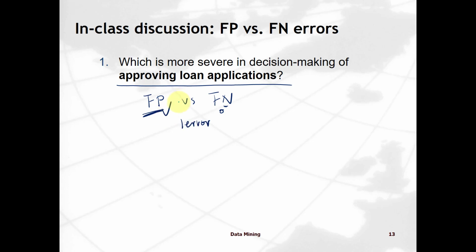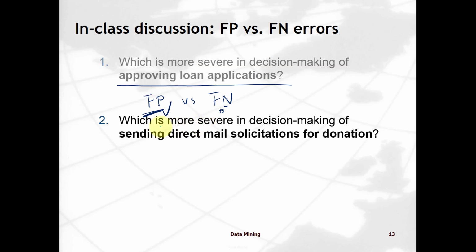So false positive error is more consequential than false negative error per error based. Now let's look at this example: which is more severe or more consequential in the decision making of sending direct mail solicitations for donation? Let's take a look at the decisions here. The primary outcome would be to classify or to detect that somebody is a donor, and the negative outcome would be to determine that somebody is a non-donor.